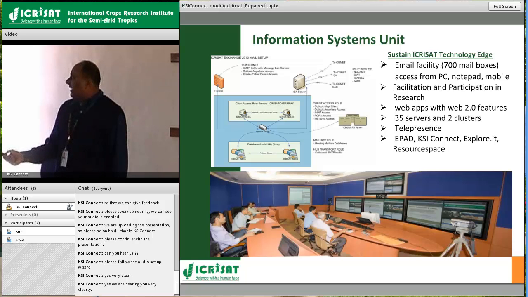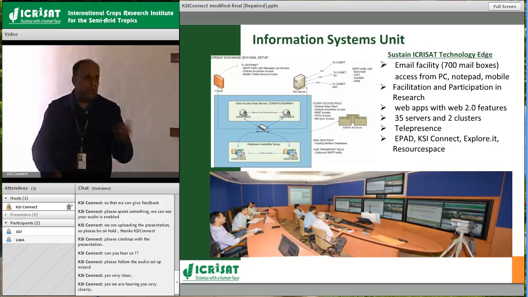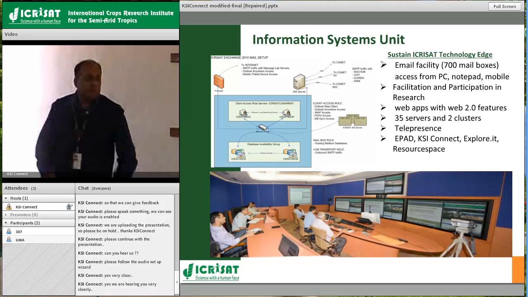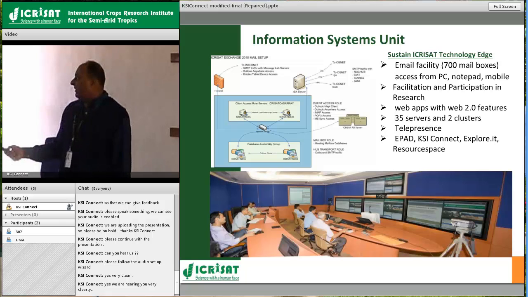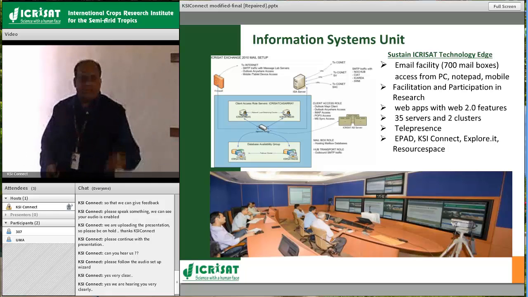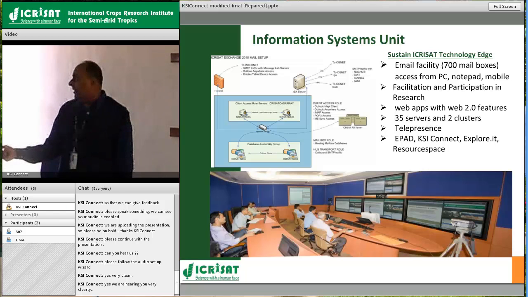Then we have many servers, providing services, running web applications, Web 2 and Web 3 features and all that. 35 servers, 2 clusters, like a supercomputer kind of scenario, a number of computers combined and acting as one computer. These are used in genomics, climate change modeling and all that.